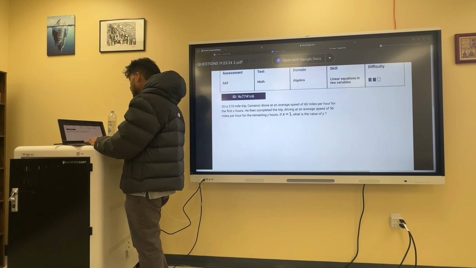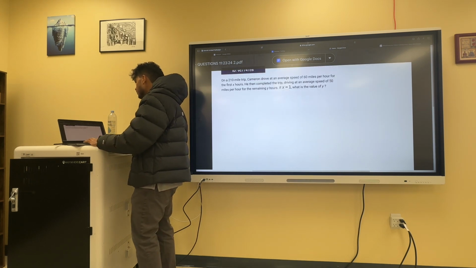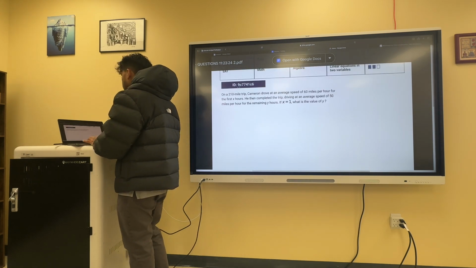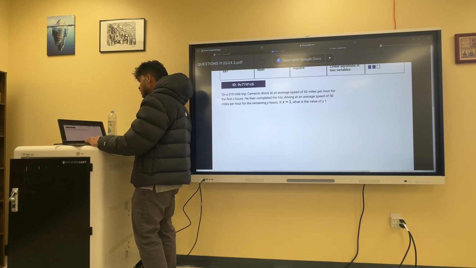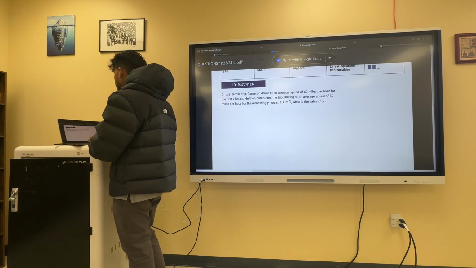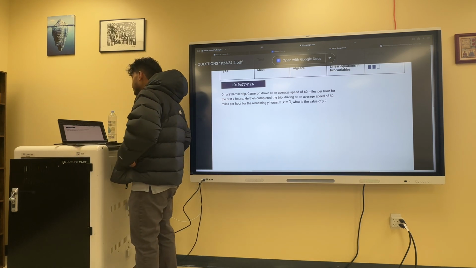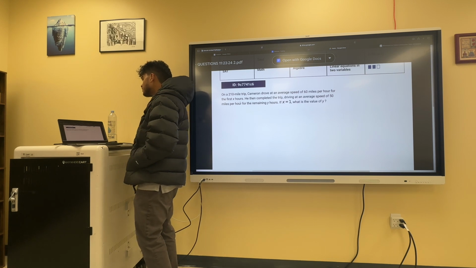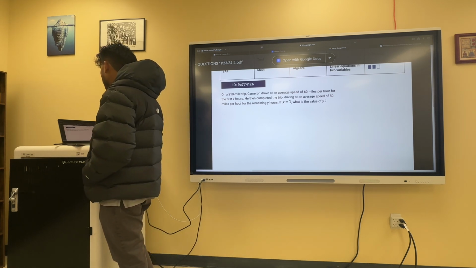Let's look at this. Okay, so this is our last question. It's been a while, but yeah. This is our last question. On a 210-mile trip, Cameron drove at an average speed of 60 miles per hour for the first X hours. He then completed the trip, driving at an average speed of 50 miles an hour for the remaining Y hours. If X equals 1, what is the value of Y?